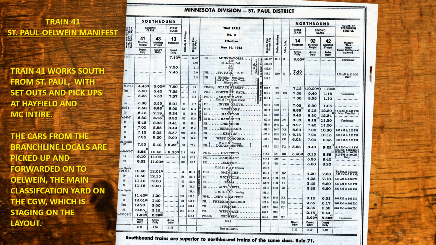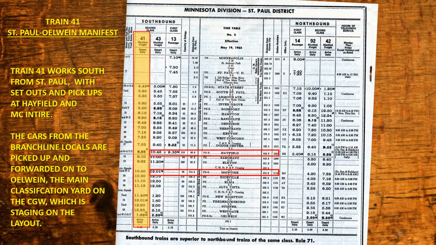The cars from the branch line locals are picked up and forwarded onto Oline, the main classification yard on the CGW, which is represented by staging on the layout. So you can see you head south, working Hayfield and McIntyre on the layout.